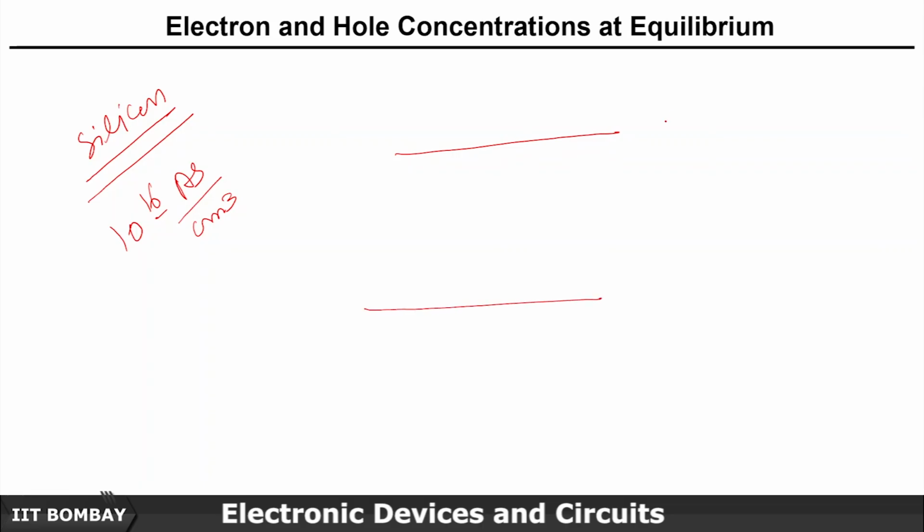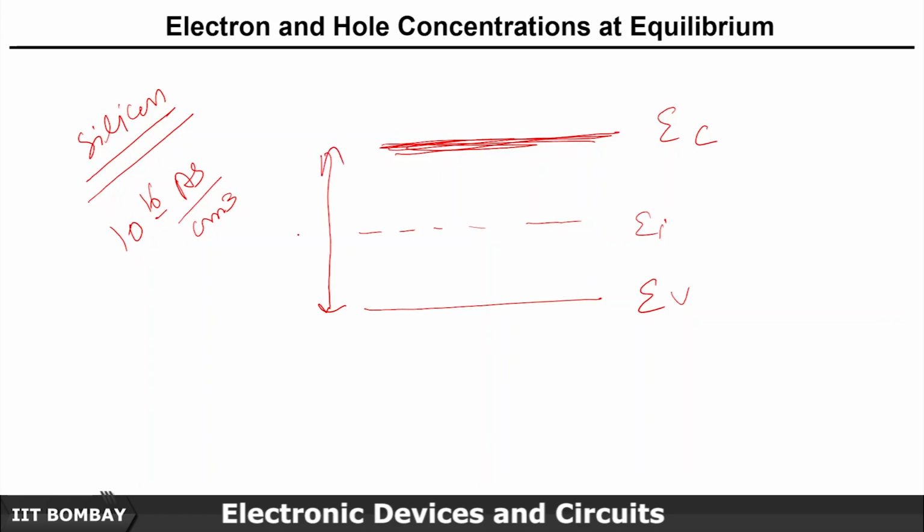Let's say we have to draw a band gap diagram of an n-type semiconductor, with all the levels together. Let me give an example of a silicon case which has 10 raised to power 16 arsenic atoms per centimeter cube. This is your conduction band, this is your valence band, and your intrinsic energy level is somewhere in the middle, so it has to be straight actually. That was just my bad handwriting.